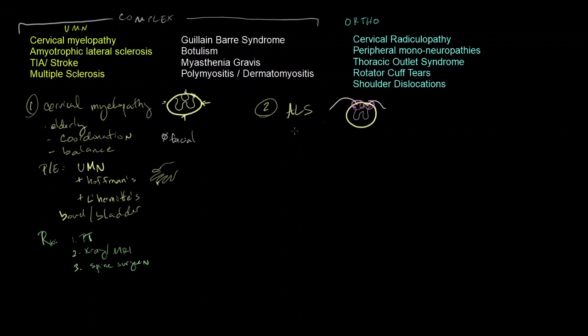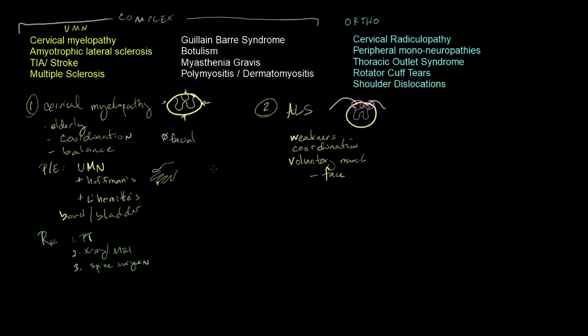Now remember, Lou Gehrig was a baseball player, and he presented with the typical findings of extremity weakness, so weakness of the extremity. He couldn't throw the ball as far. He also had coordination issues. And with ALS, you will get involvement of any voluntary muscle. And that includes the facial muscle. So you can get dysarthria, dysphagia with ALS.